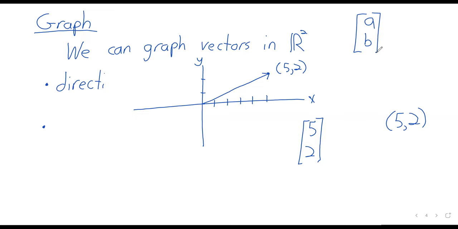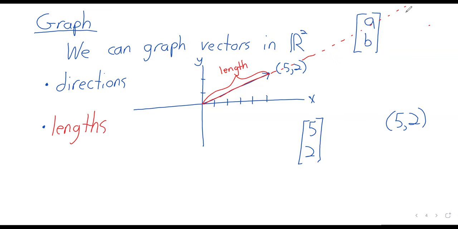And one of those facts is that vectors have directions. You see, we have an arrow. It's pointing somewhere. So vectors have directions. Vectors also have lengths. This line segment here has a length. And this is of the utmost importance.